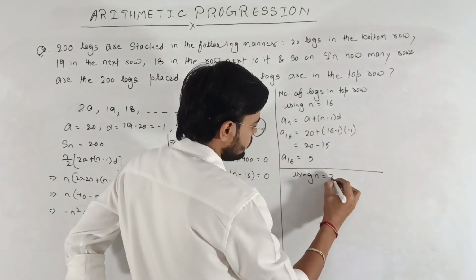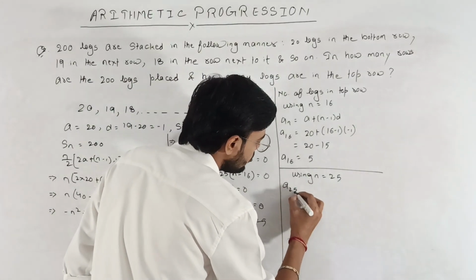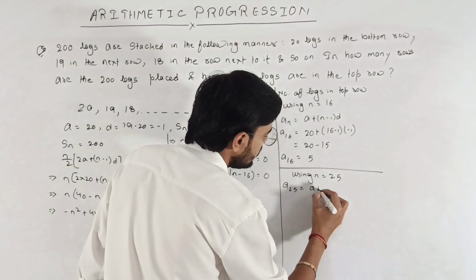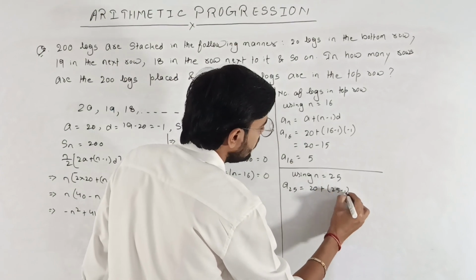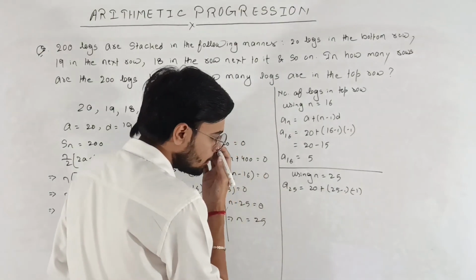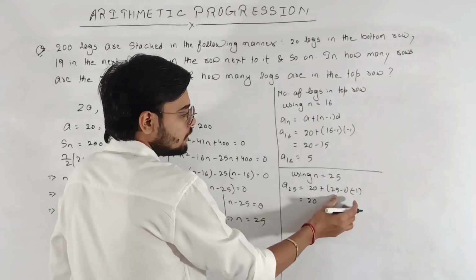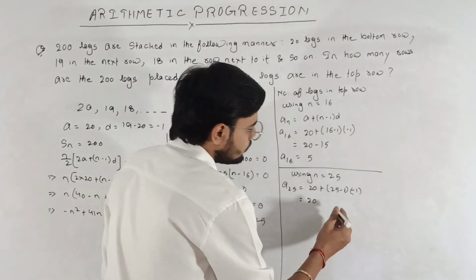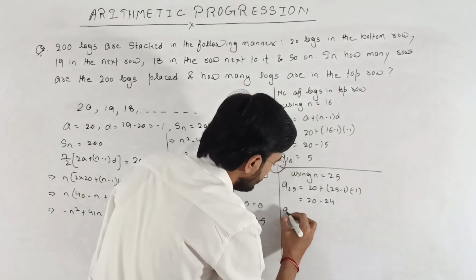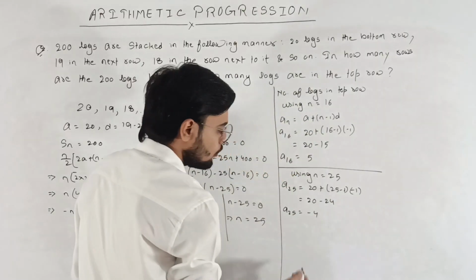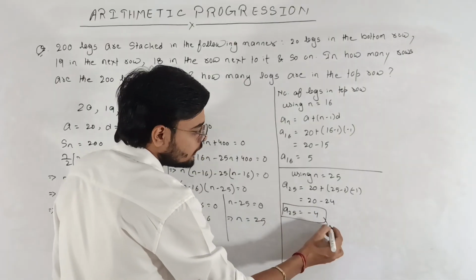Now again find a_25 using n is equal to 25. Then a_25 is what? a plus (n minus 1) into d, which is 20 plus (25 minus 1) into d, and d is minus 1. Okay. Now calculate this. This is 20, 25 minus 1 is 24, and 24 into minus 1 is what? Minus 24. So from here a_25 is what? Minus 4. Now look, this is a negative value. This a_25 is a negative value, that's why we don't consider it.